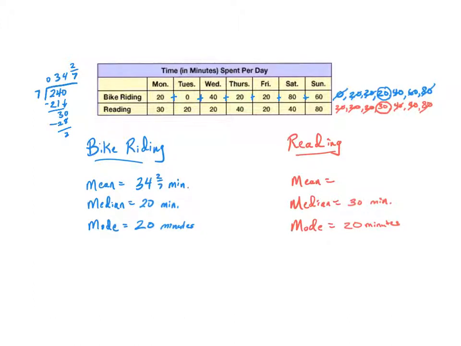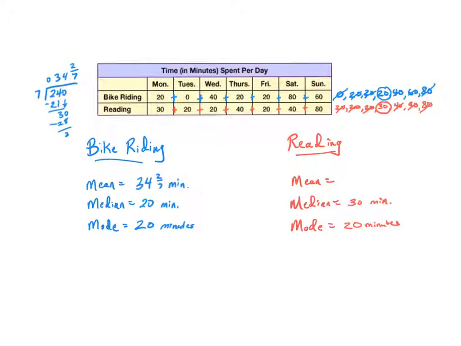So a little bit less than 34.5 minutes. For reading, I have 30 plus 20, that's 50. Plus 20 more, that's 70. Plus 40 more is 110. 20 more than that is 130. 40 more than that is 170, and 80 more than that is 250.